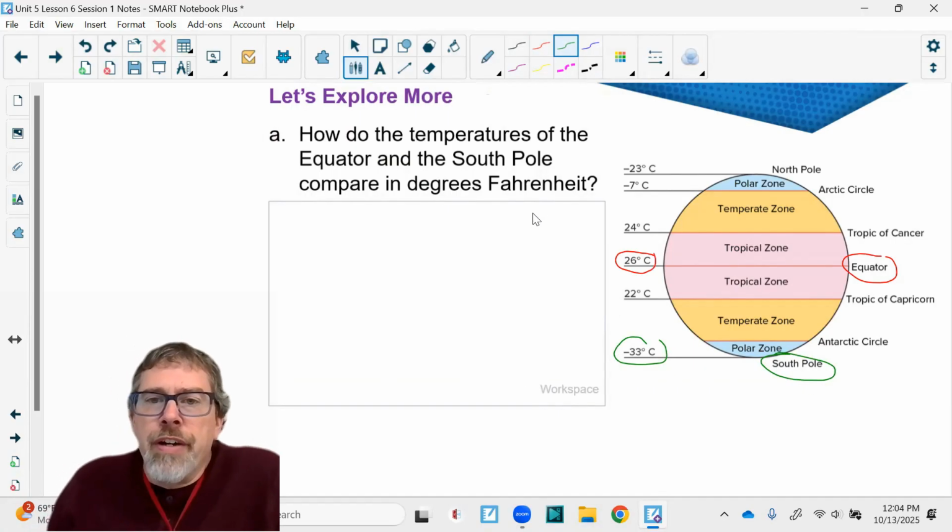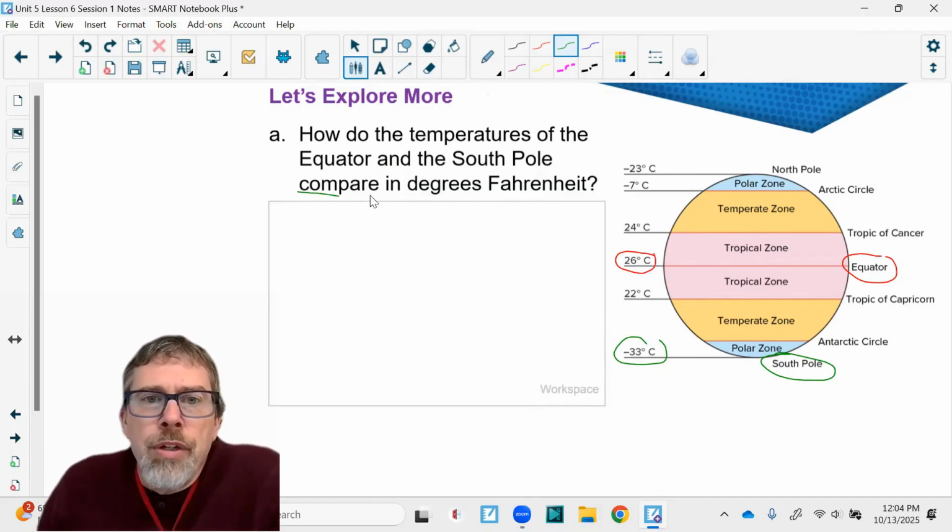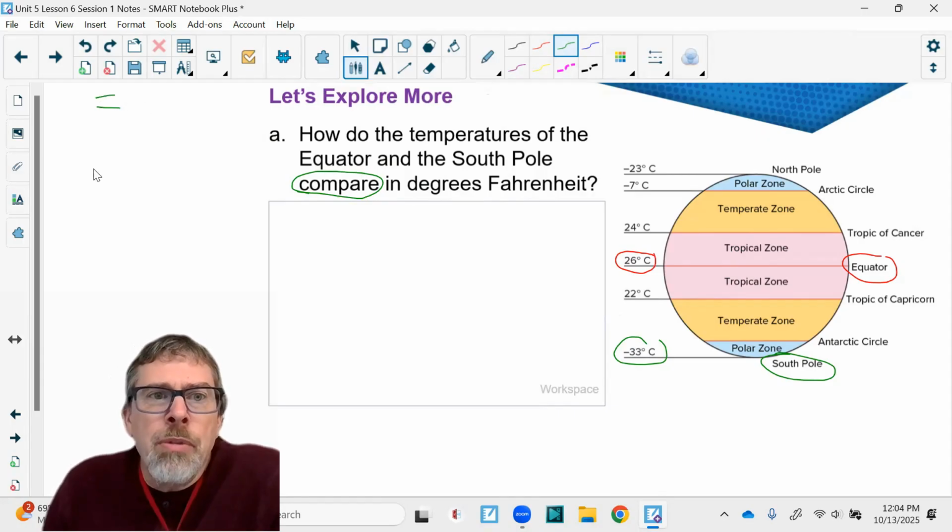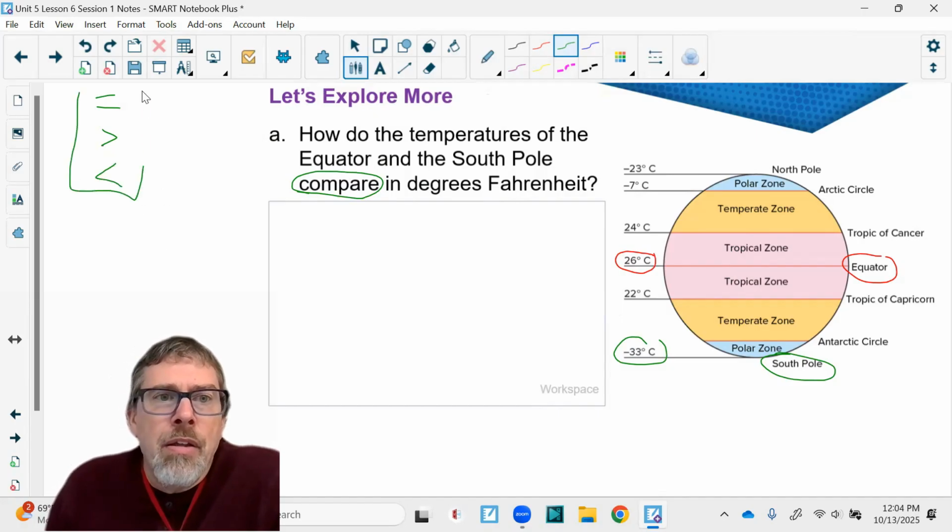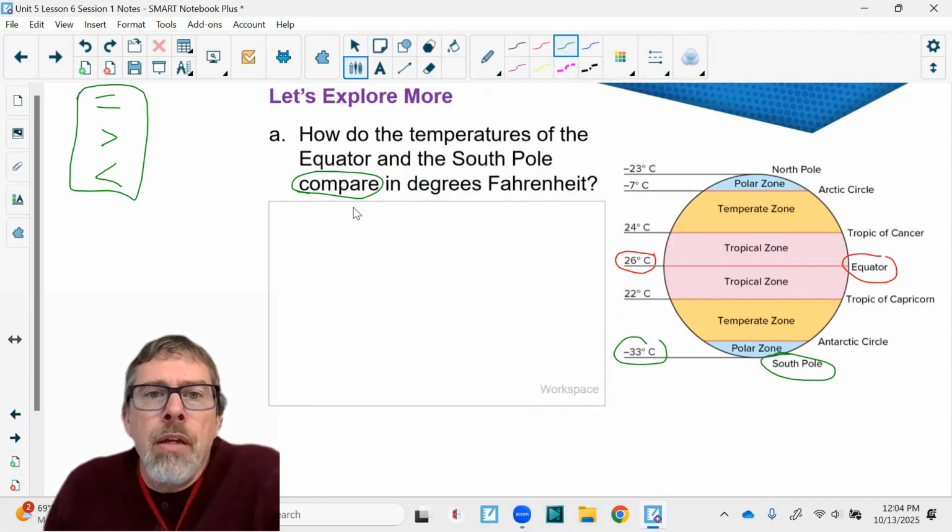compare in degrees Fahrenheit? So whenever we see the word compare, three outcomes are going to happen. When you compare two numbers, they can be equal, one number can be greater than the other, or one number can be less than the other. That is what we're asking for when they say compare. How do we compare these two numbers?